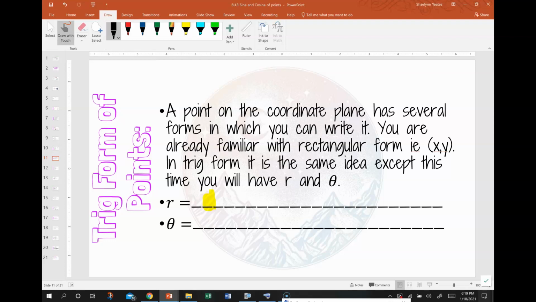No, I should really go with pen. Distance from the origin, and theta is the rotation about the origin.